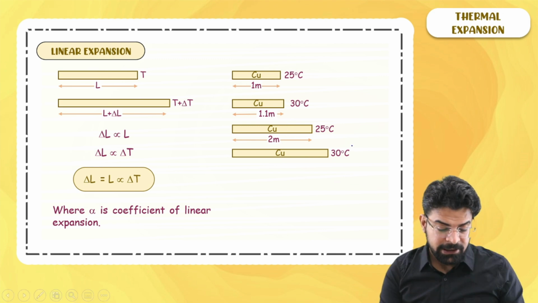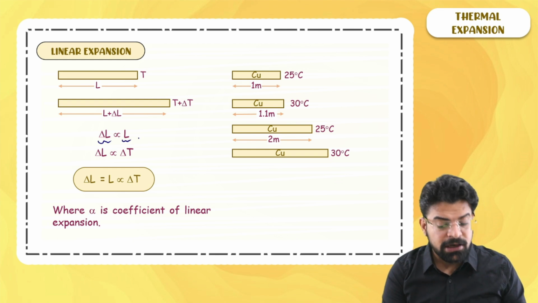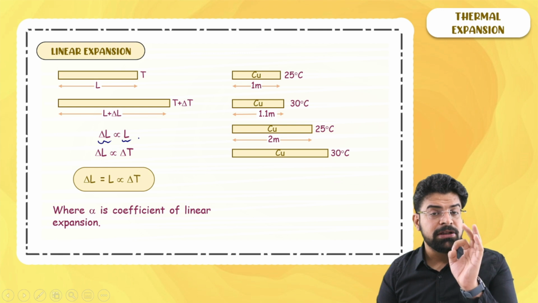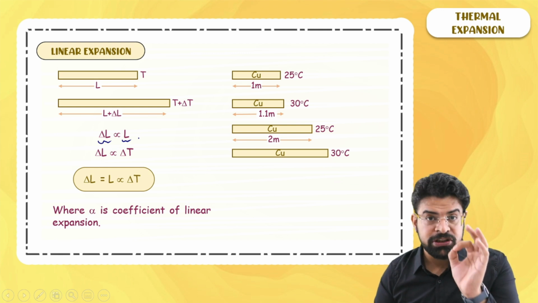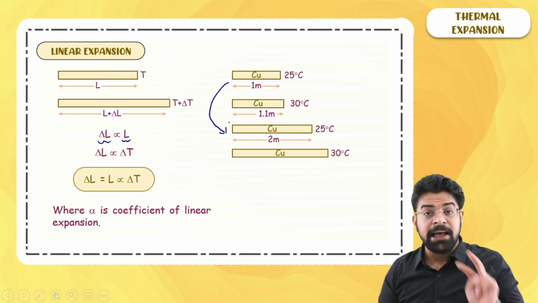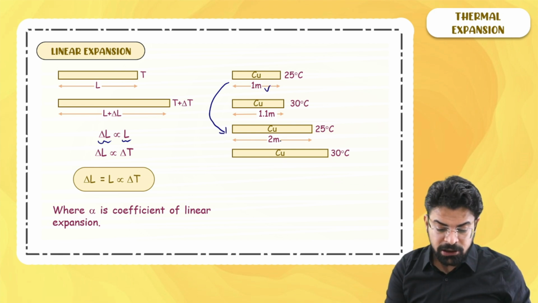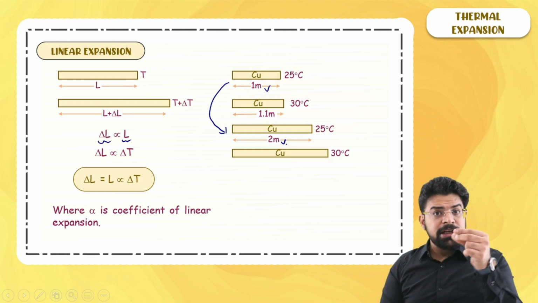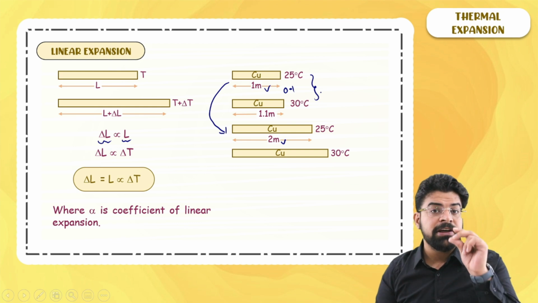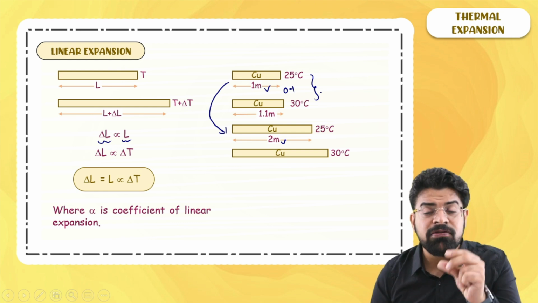The first thing tells us that the change in length is directly proportional to the original length. The greater the original length, the more will be the change in length. As the original length at 25 degrees centigrade has been doubled from 1 meter to 2 meter, the change in length, which was 0.1 on increasing the temperature by 5 degrees centigrade, will also double.